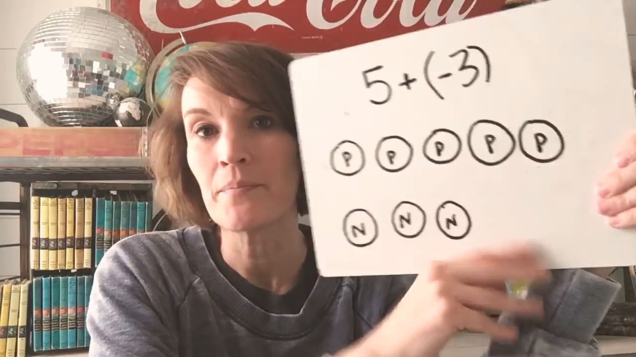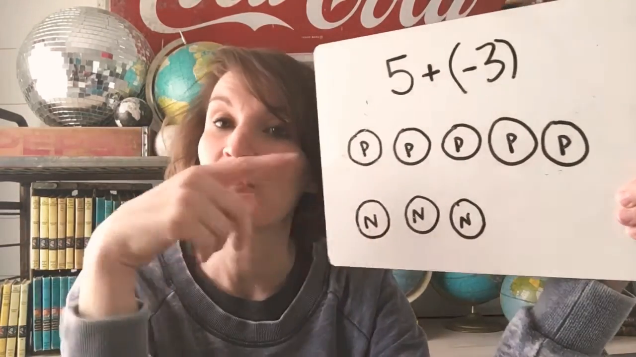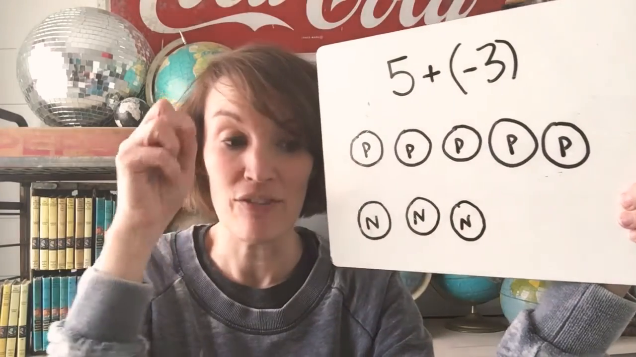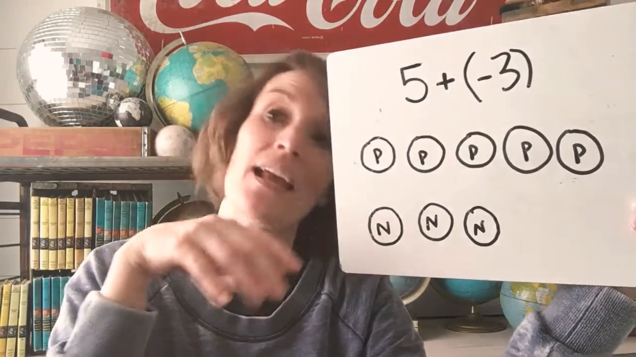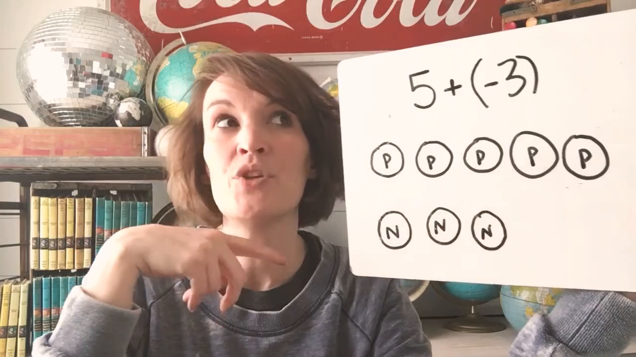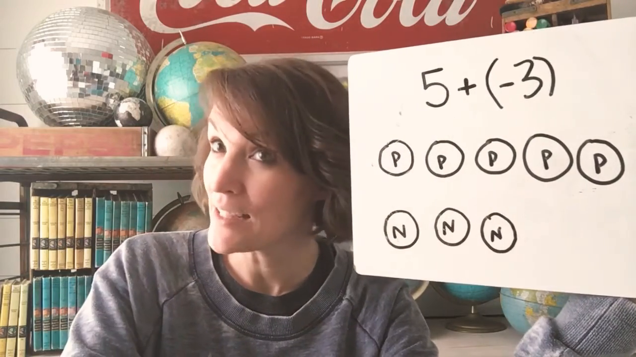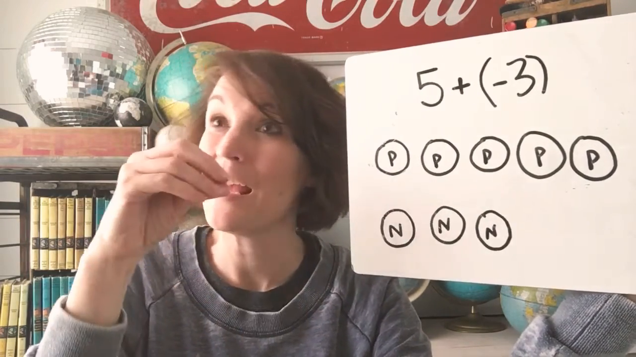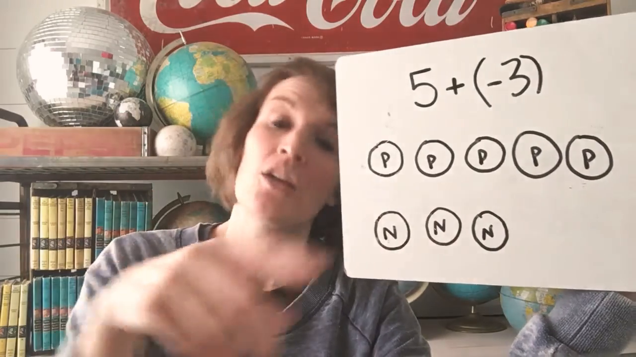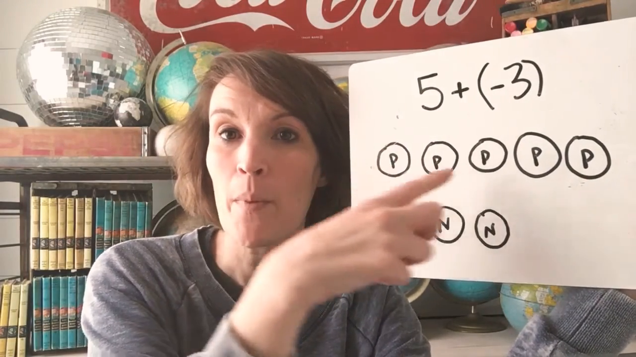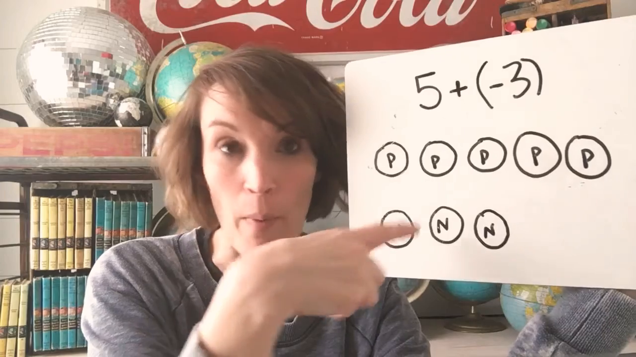Another way to think of this problem, depending on how your brain works, is to think of it visually. Same problem. I have 5 positives, represented by the circles with P's in them. If you would like to do this at your house and hold it, you could make the positives be pennies for P and the negatives be nickels for N. So I have 5 positives and 3 negatives.